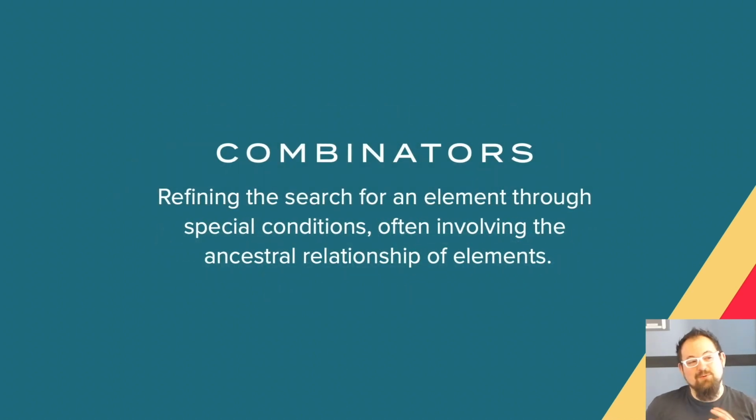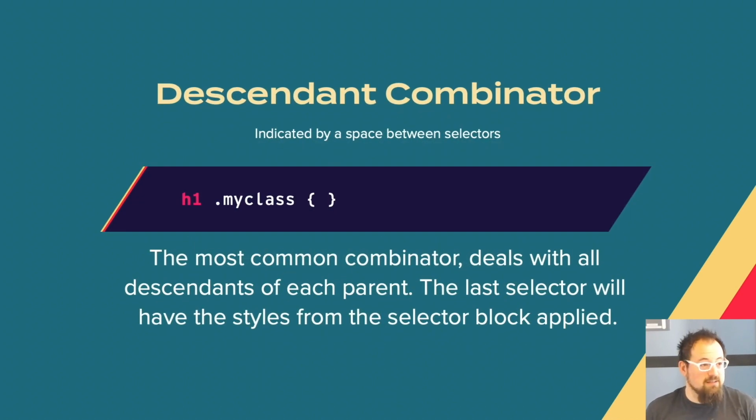Combinators. This is where things really get kind of fascinating and interesting. This is where we can be more specific, providing relational situations to get to a selector. The most common is the descendant combinator, and this is just a space between these. So I have my class inside of an H1 element. It's going to get to that. In all of these cases, the last selector listed is what is going to be applied.